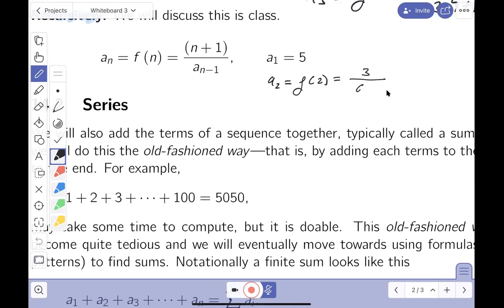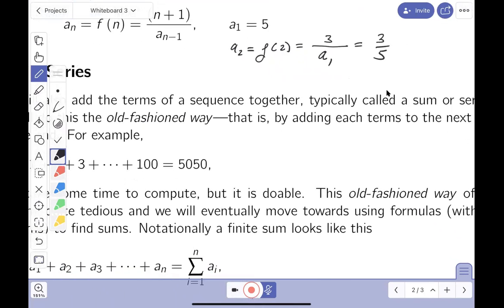And what's that going to be? A of n minus 1. Well, let's see. If n is 2, 2 minus 1 is 1. Do you know what A1 is? It's 5. Well, that was easy.